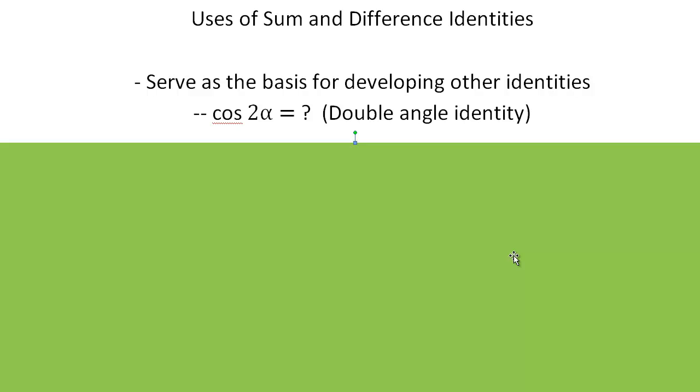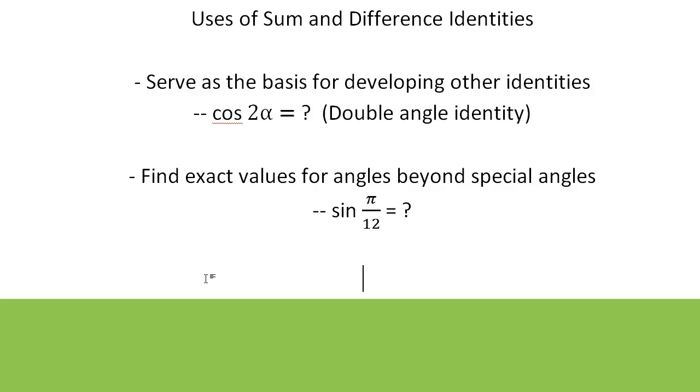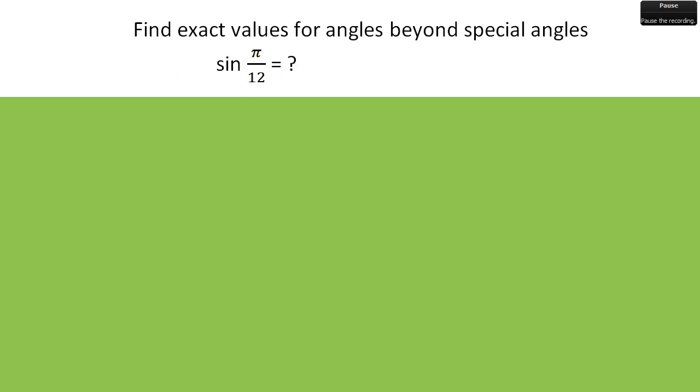So first of all, they can be used to prove other identities, notably what's called the double angle identity, which means, for example, the sine of 2 alpha or the cosine or tangent of 2 times alpha. Also, they can be used to find exact values for angles beyond the special angles of pi over 6, pi over 4, pi over 3, and of course our quadrantal angles. So let's use this idea to find the exact values for angles beyond our normal special angles.